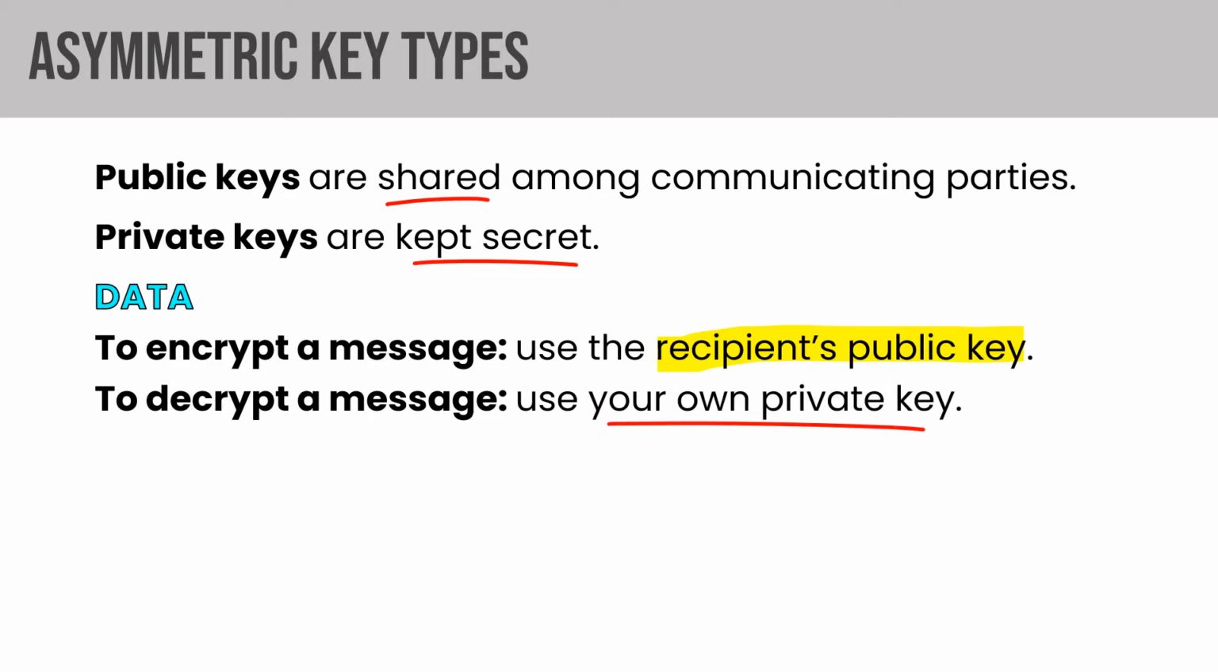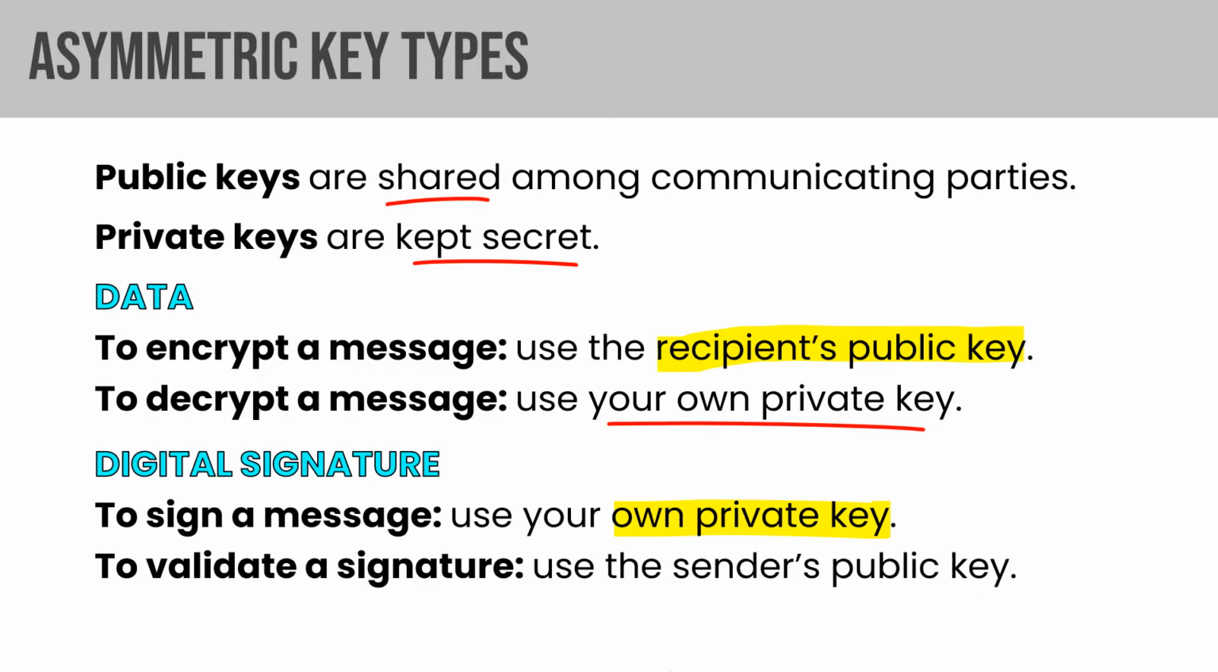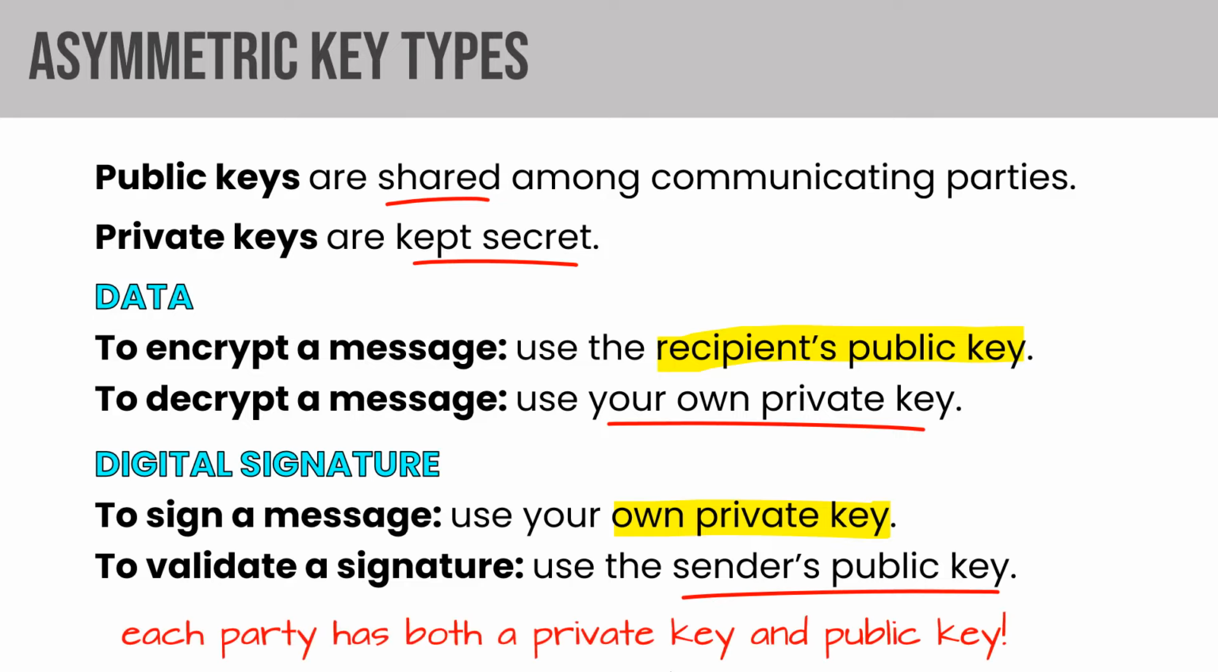So when someone has encrypted a message with your public key, your private key would be used to decrypt the message, just as we saw in the example. So with digital signatures, to sign a message, you use your own private key, and to validate a signature, you use the sender's public key. So it's using asymmetric cryptography. And each party has both a private key and a public key. The public key they share, the private key they don't.